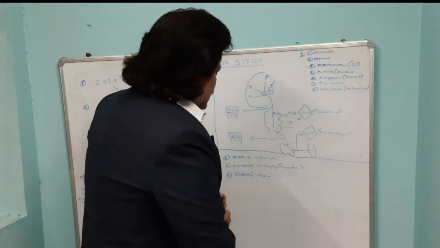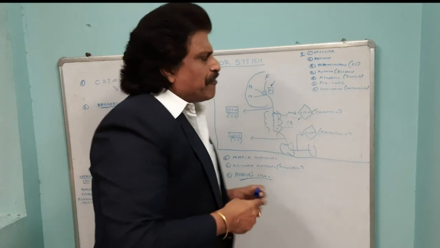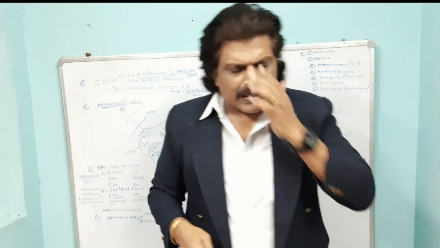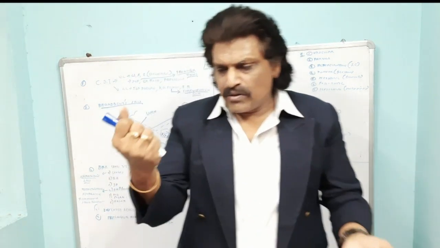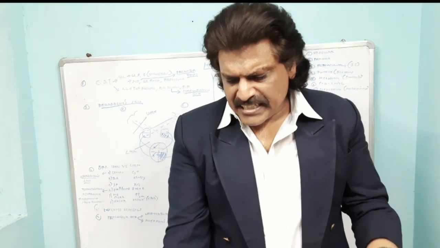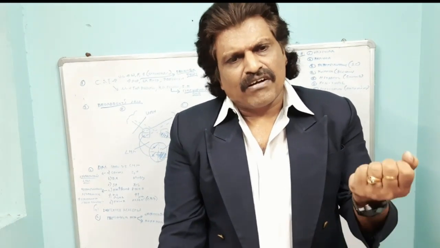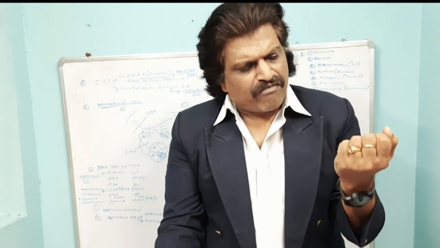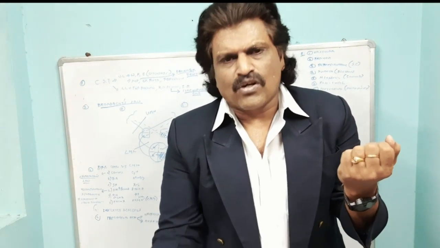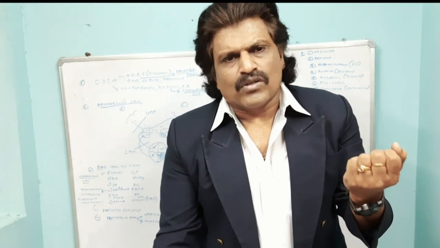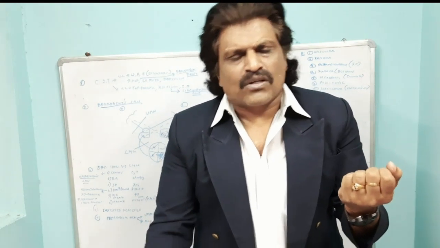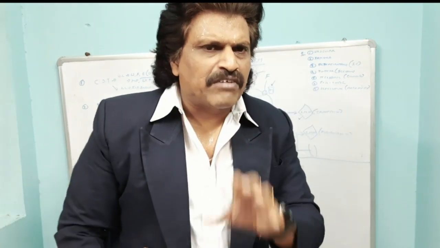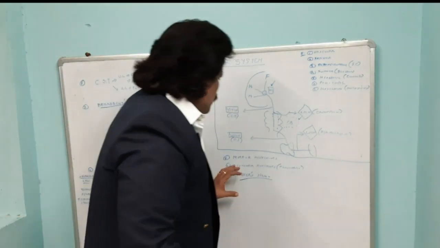Then finally, as I said, the Hoover sign for differentiation between pseudo weakness and true weakness. When you try to extend one leg, the other leg will flex. If it is pseudo weakness and you try to flex the leg upwards, the other leg should go downwards. It goes, but if it is a true hemiplegia, it does not go. That is the Hoover sign, by which you can differentiate whether it is pseudo hemiplegia or true hemiplegia.